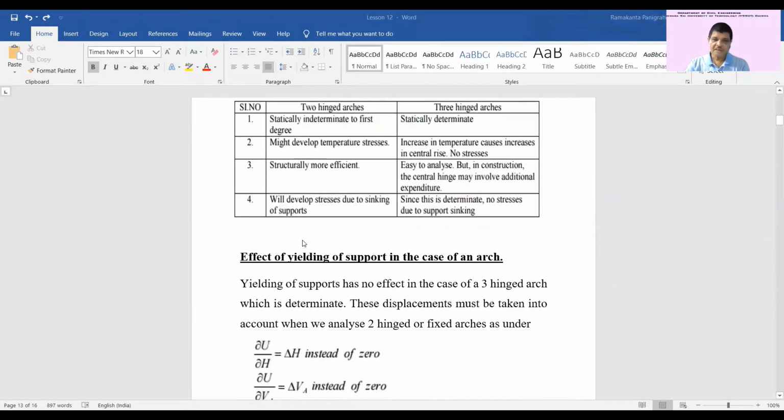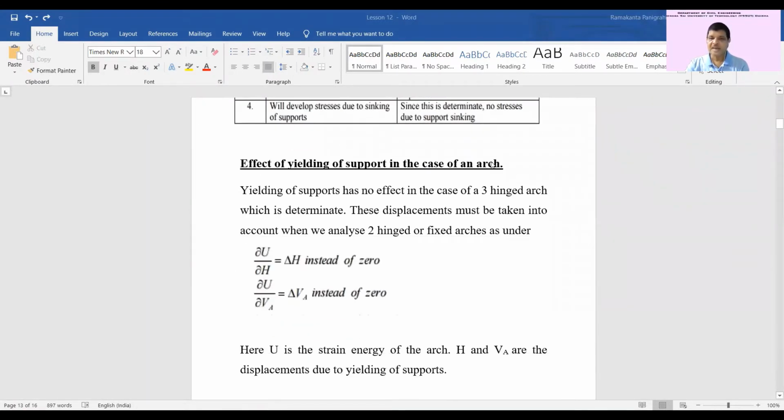Now we will see what the effect of yielding of supports is in the case of an arch. How will we find out if the support sinks? Yielding of supports has no effect in the case of a three hinged arch, which is determinate. But the displacement must be taken into account when we analyze a two hinged or a fixed arch. Because if you go to a fixed arch, what is the degree of static indeterminacy? A fixed arch means there will be three components at each end. So there will be six unknowns in the case of a fixed arch.